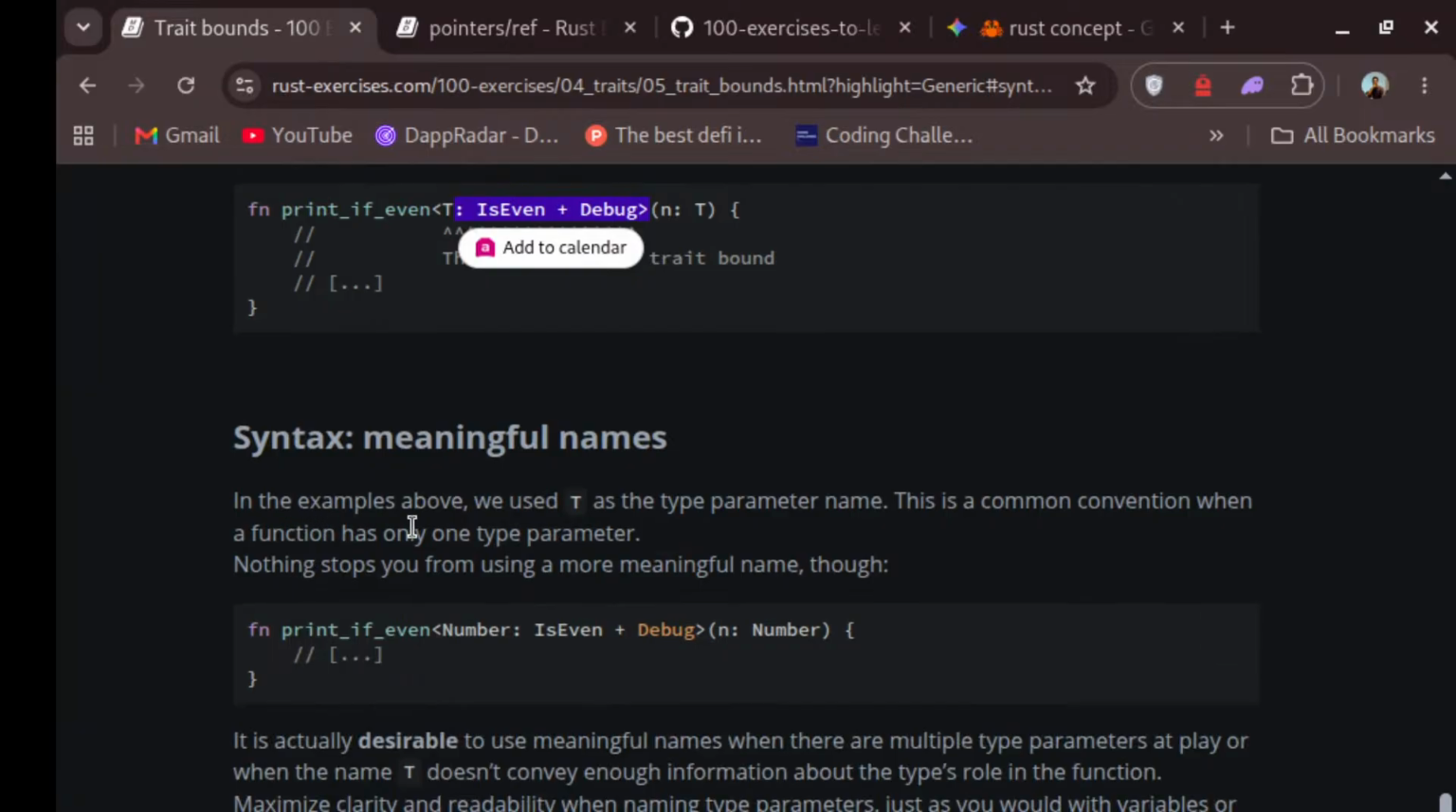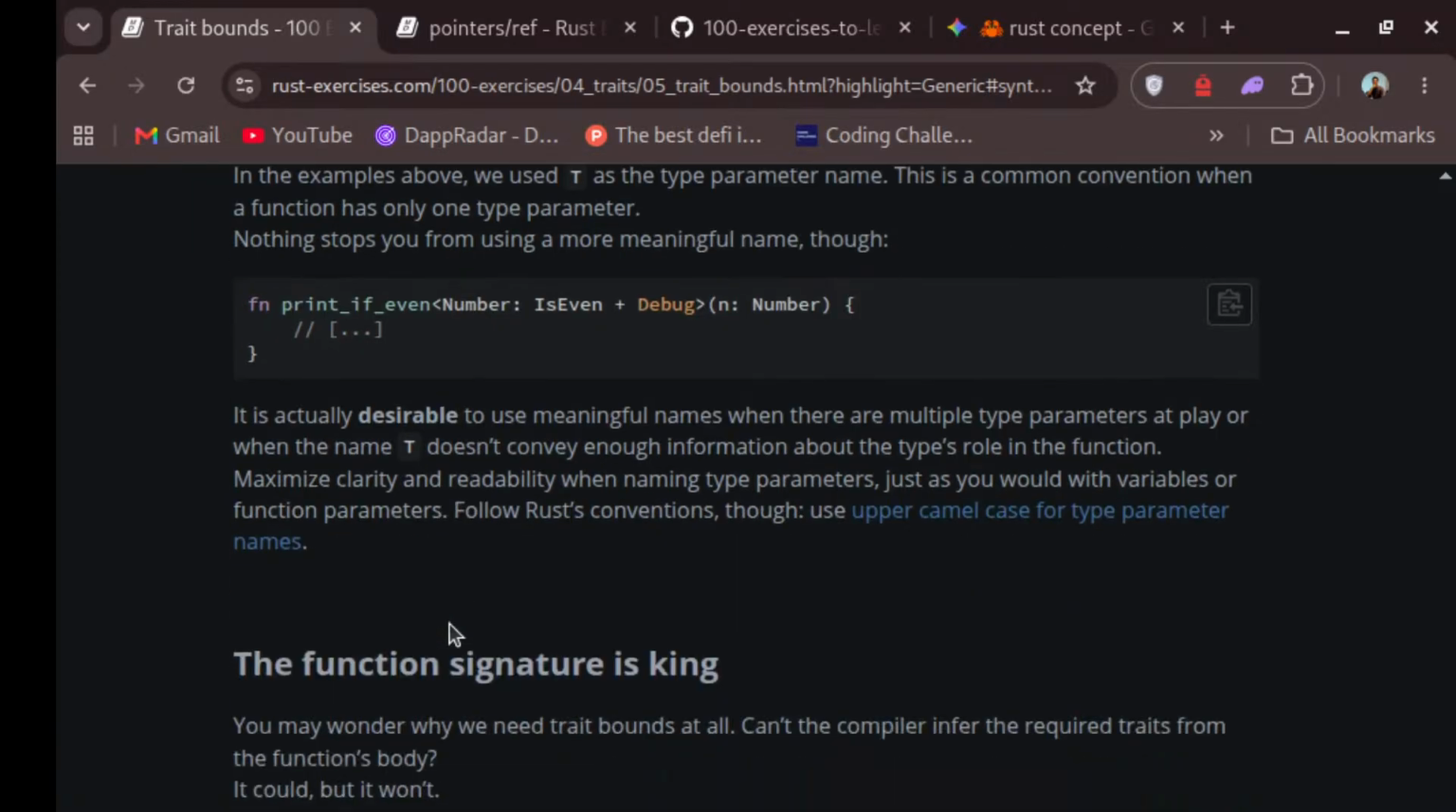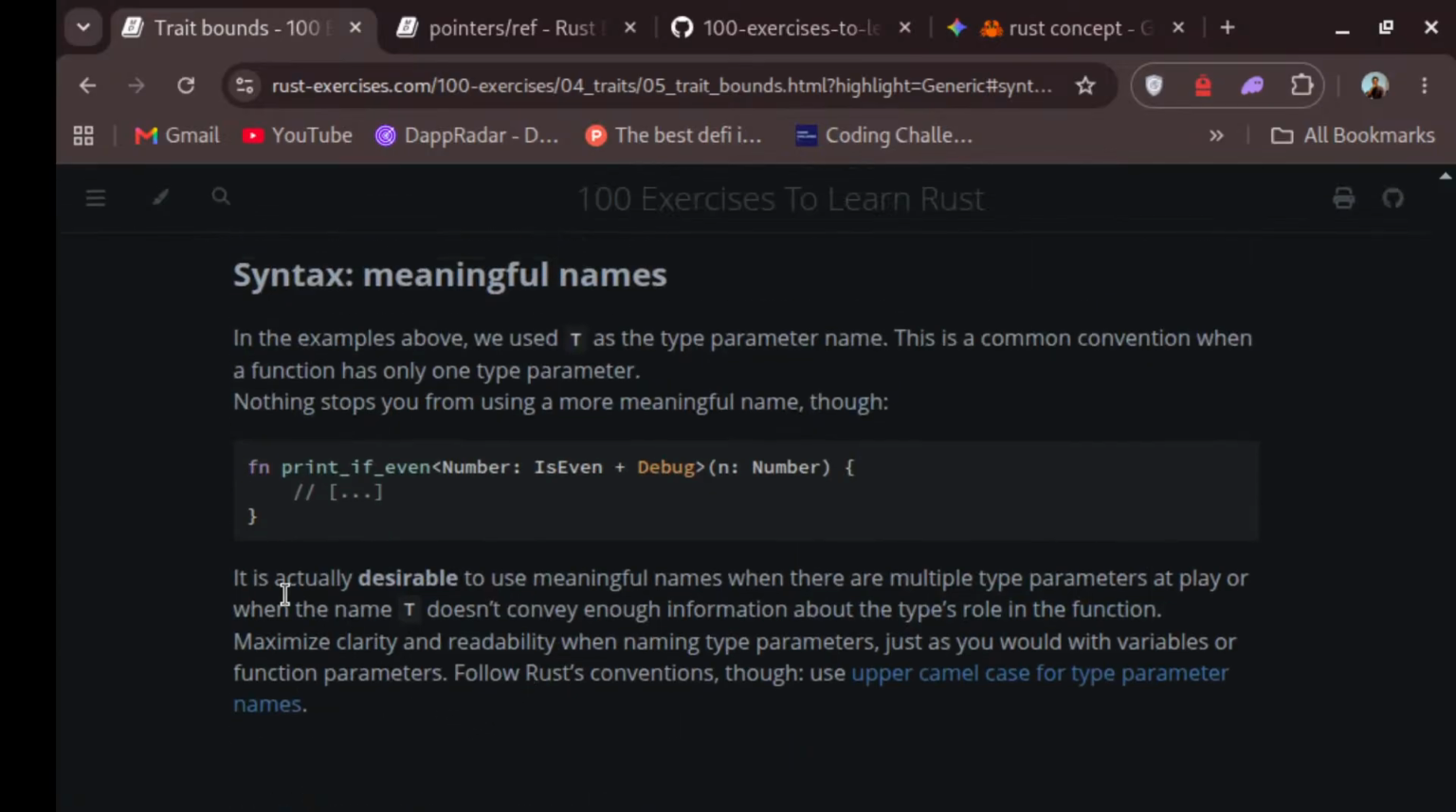Meaningful names. In the example above, the t is a parameter. Using a single-letter parameter name is a common convention when there is only one type of parameter. Nothing stops you from using more meaningful names. Okay, that means we can use meaningful parameter names, right? It is actually desirable to use meaningful names where multiple type parameters are in play and the name t does not convey enough information about the type's role and function.